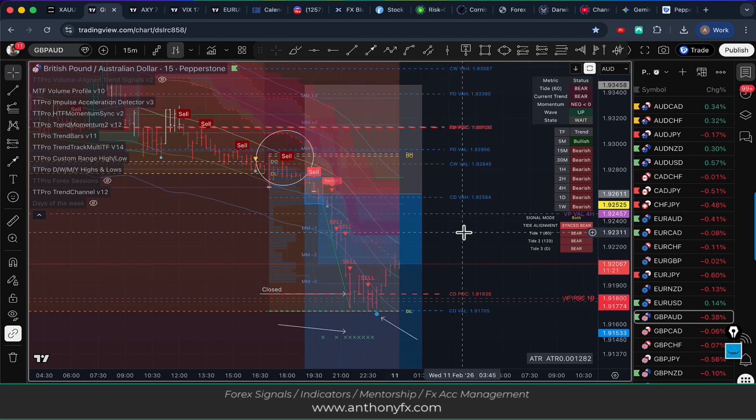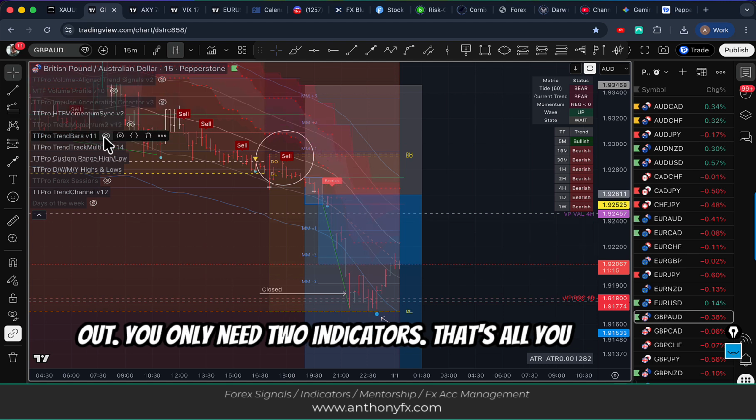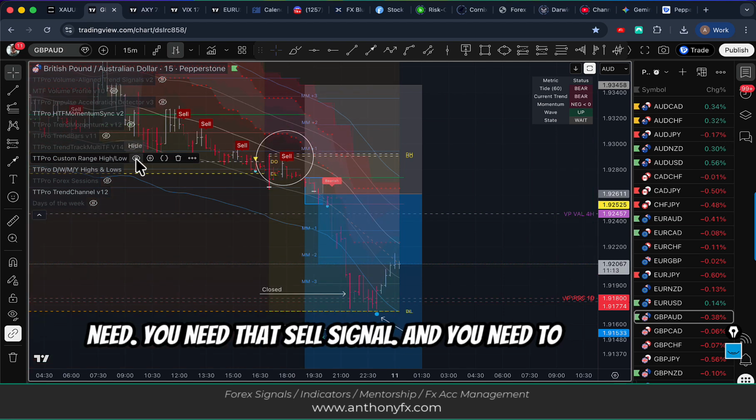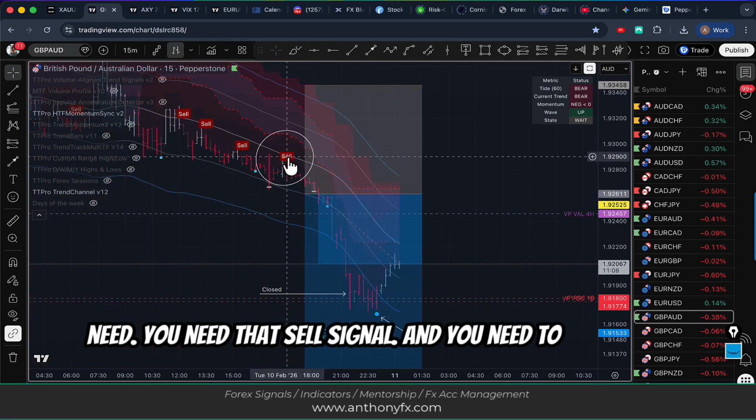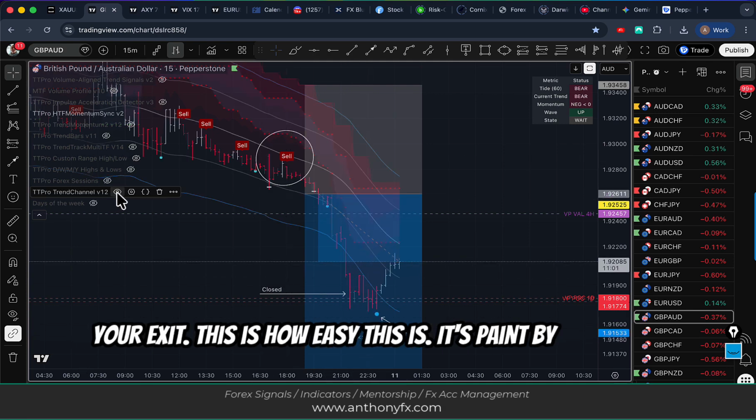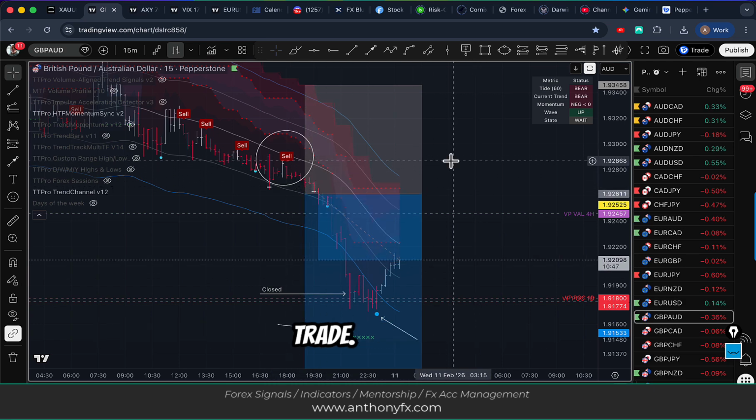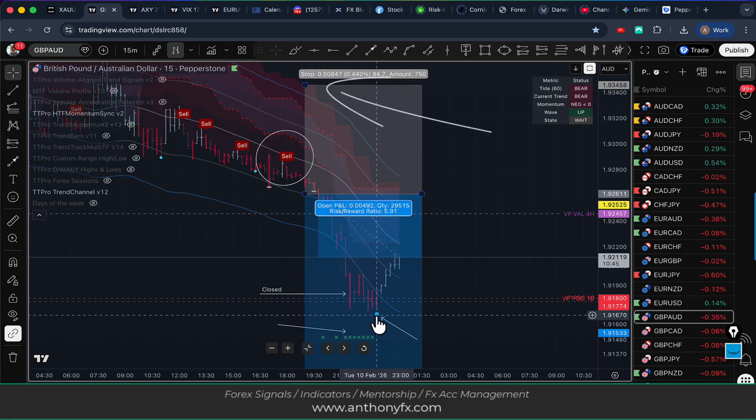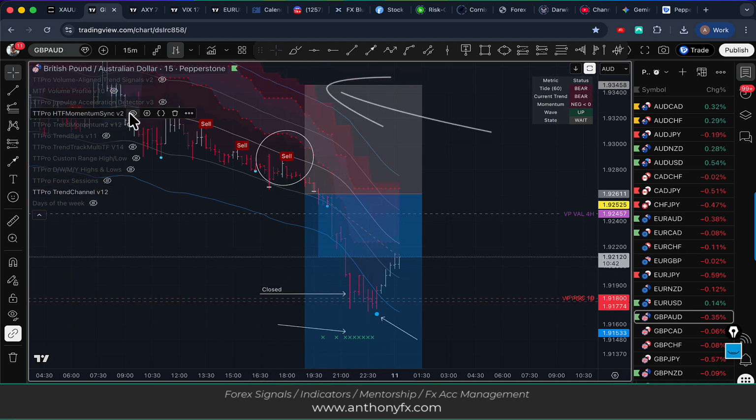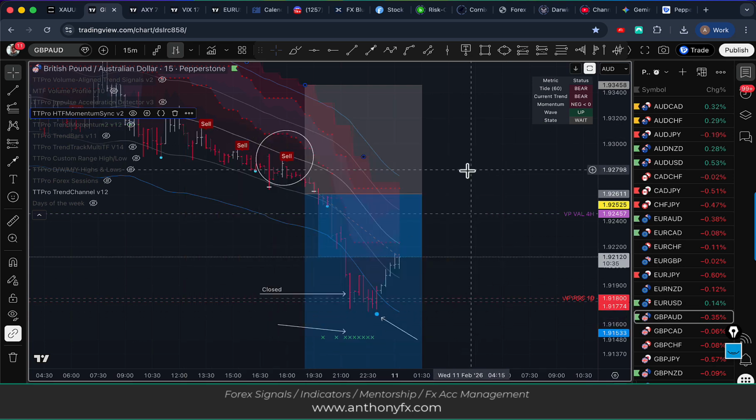Now, we can get a bit more complicated with this, but look, this is how easy it is. Let me just take all of this out. You only need two indicators. That's all you need. You need that sell signal, and you need, okay, have a look down the bottom. That's it. That's your exit. This is how easy this is. It's paint by numbers. You see a sell signal, you take that trade. Stop loss, there it is. Okay. So all you got to do is just come in here and set this alert, 3 dots, add alert, and it'll be a sell. Anyway, I cover this in the mentorship videos every day.